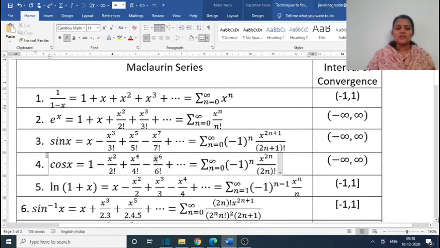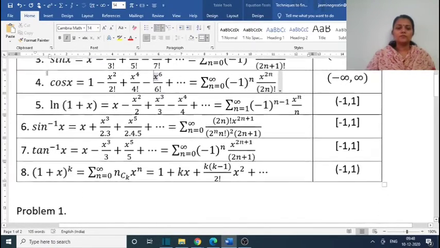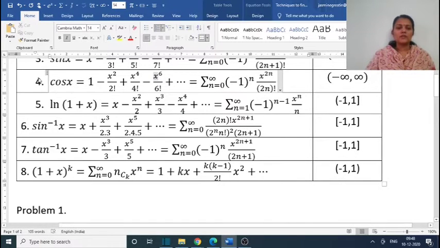And next is sin inverse x. Sin inverse x is x plus x cube by 2 into 3 plus x raised to 5 by 2 into 4 into 5 plus etc. So the sin inverse x series is valid in the interval minus 1 to 1. And tan inverse x is x minus x cube by 3 plus x raised to 5 by 5 minus etc. Here also the interval of convergence is minus 1 to 1.